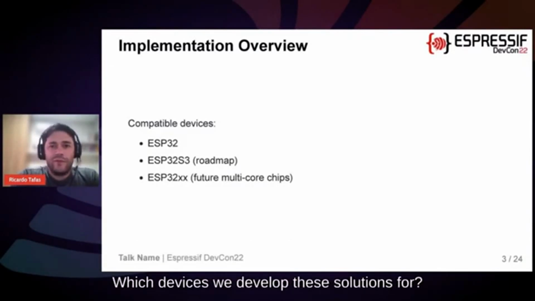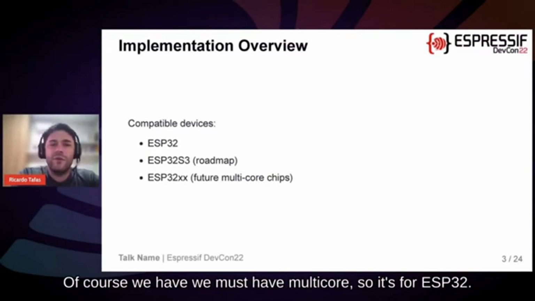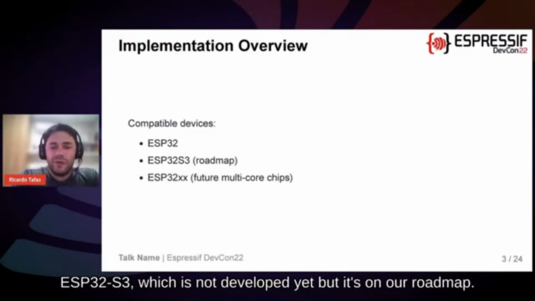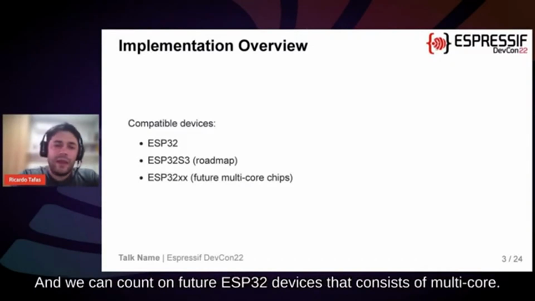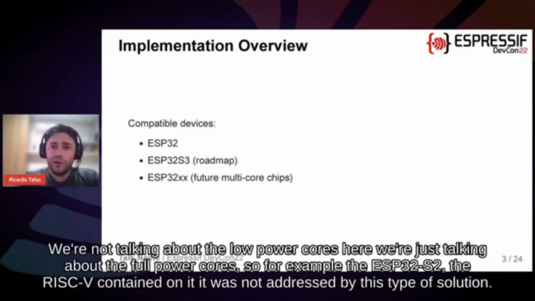So which devices do we develop these solutions for? Of course, we must have multi-core, so it's for ESP32, and ESP32S3, which is not developed yet, but it's on our roadmap. And we can count on future ESP32 devices that consist of multi-core. We're not talking about the low power cores here. We're just talking about the full power cores. So for example, the ESP32S2, the RISC-V contained on it, was not addressed by this type of solution.